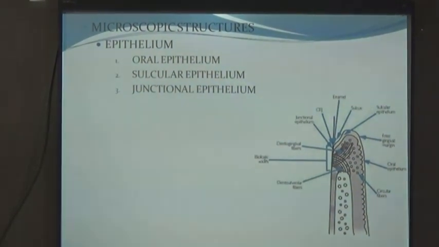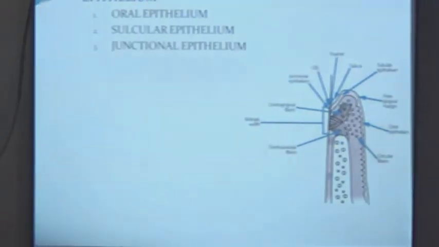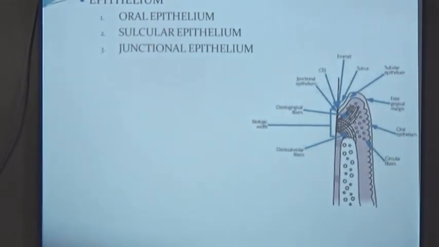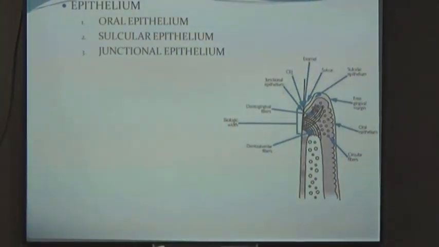Now, see the microscopic structure of the gingiva. The principal cell of the gingiva is keratinocytes, isn't it? There are 2 things you should remember. The principal cell of the gingiva is keratinocytes, and the principal cell of the periodontal ligament is fibroblast. Okay. So usually they ask this in MCQs. Whatever they ask in MCQs, only that I am giving now. Okay. See, the microscopic structure of the gingiva has three types of epithelium: oral epithelium, sulcular epithelium, junctional epithelium.